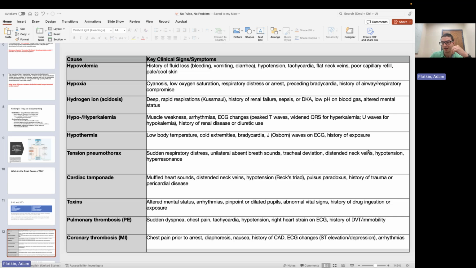Do they have distended neck veins, hypotension, hyperresonance, right? So the distended neck veins and hypotension could be due to cardiac collapse as well, from the lung pushing over into the mediastinum, compressing the cardiac tissue from actually being able to fill. So we get backflow of blood. It's pretty much like a tamponade type picture, right?